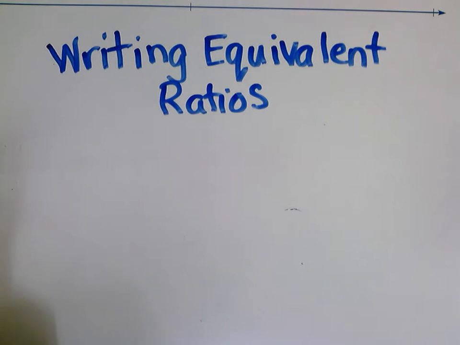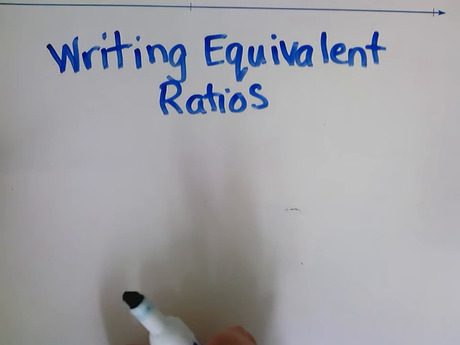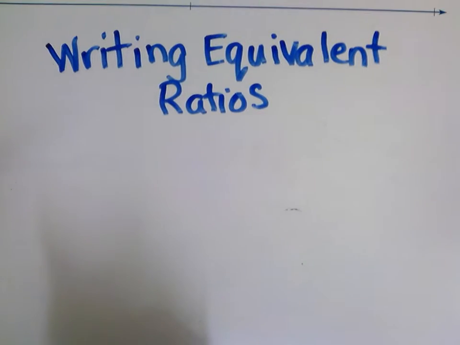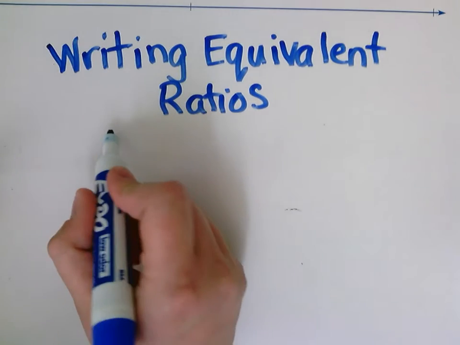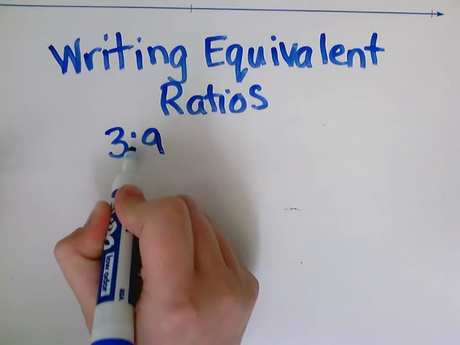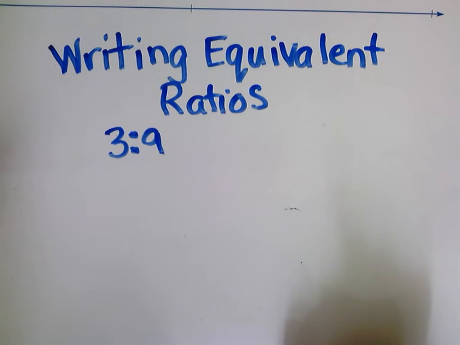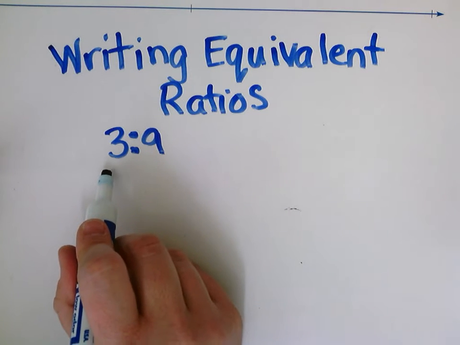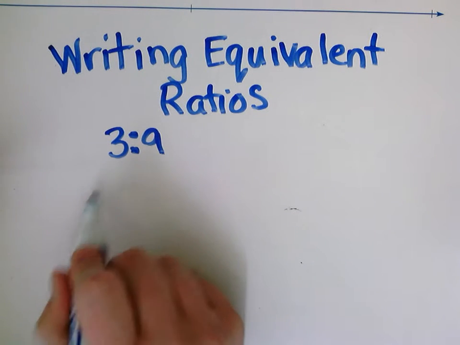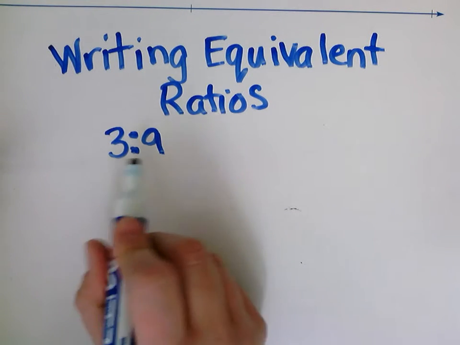Now that we've learned how to determine whether or not two ratios are equivalent, let's see if we can write some equivalent ratios. So let's say I was given the ratio 3 to 9. Let's say for every 3 fish I caught, 9 got away. So this is my ratio of how many fish I caught to how many fish got away.